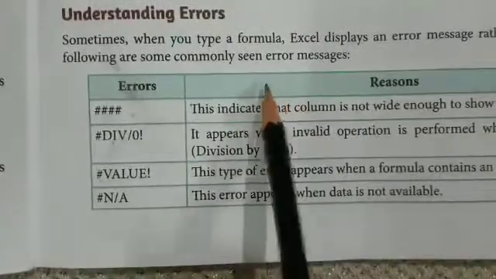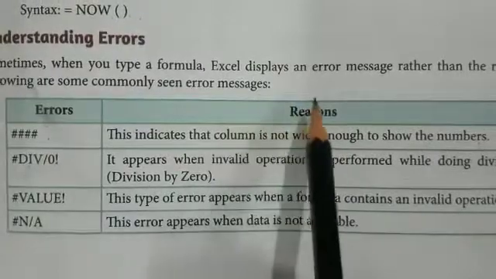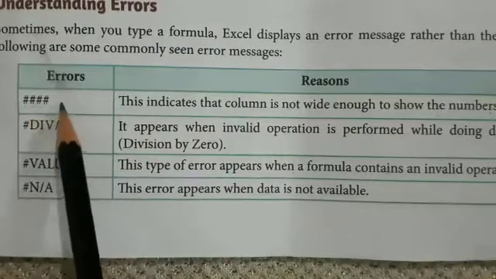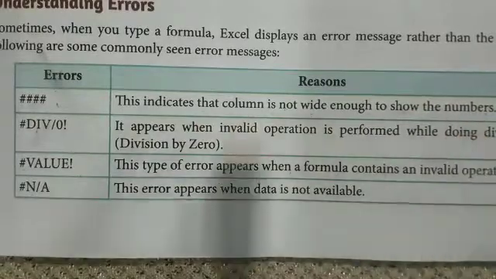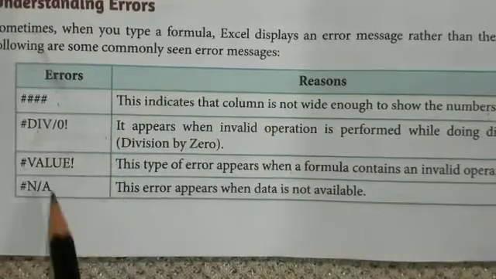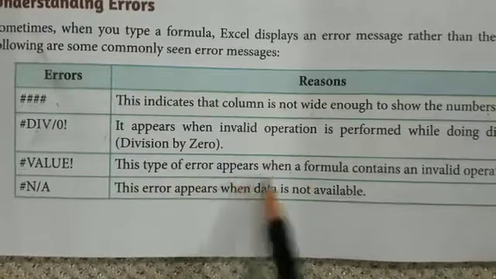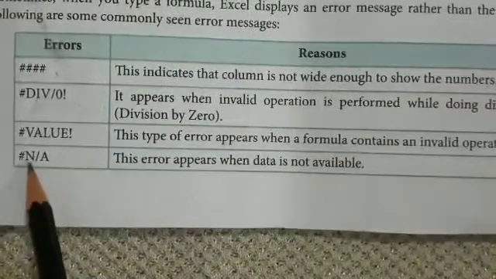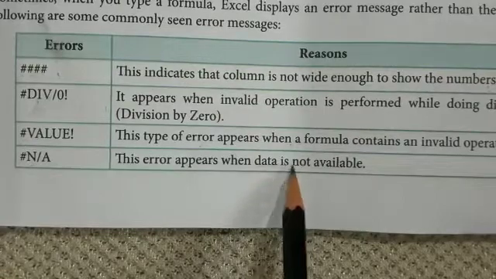Let's see some error messages. When we type some formula, it displays an error message. So let's see the error messages. Hash, hash, hash, hash, four times hash, will indicate that the column is not wide enough to show the numbers. The division is not possible, it is an invalid operation. Hash VALUE exclamation sign, this message will appear when a formula contains an invalid operation. And hash N/A error appears when data is not available, that is the cell is empty.